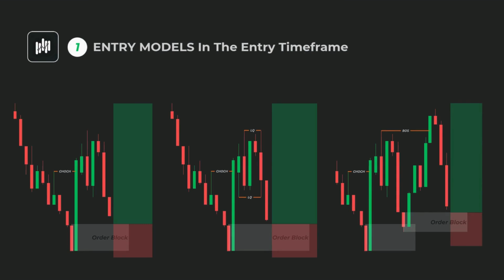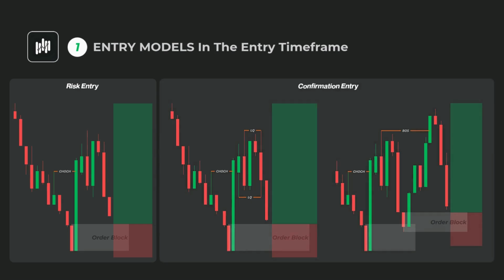Section 1. Entry Models. In the entry time frame, there are two main ways to enter a trade. The first one is the risk entry. This means you enter directly at a key order block without waiting for any confirmation. It gives you more trade opportunities, but the win rate is lower because you're not waiting for the market to confirm its direction. The second one is the confirmation entry.